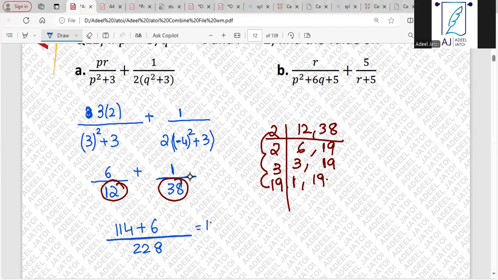So the end result is 120 upon 228. Now knowing the fact that it can be divided by 2, this will be 60 and 114. This will be 30 and 114 divided by 2 will be 57. And this will be 10 divided by 19. So the end result is 10 upon 19 will become the answer of part A.